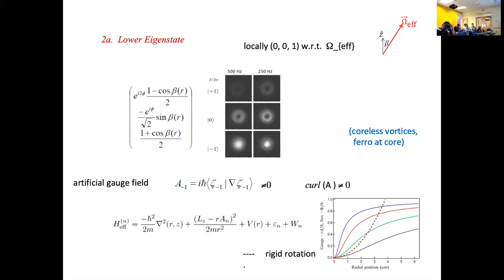This corresponds to a coreless vortex. It's ferromagnetic; a coreless vortex is not a real singularity, but it actually has a finite circulation, because this has a finite number. And that number is continuous, so this is not quantized. The other way to look at it is that I have actually generated an artificial gauge field in the system. If you project your state onto the lowest energy component, psi minus one, so that is for the ferromagnetic state, locally along some particular direction, this thing is finite. And the curl of this A is also not zero, so this generates an effective rotation of the system. It's sort of like a rotation, but not a rigid rotation, because for a rigid rotation this vector potential is a linear function of r. But here it is controlled by the detuning and the coupling.